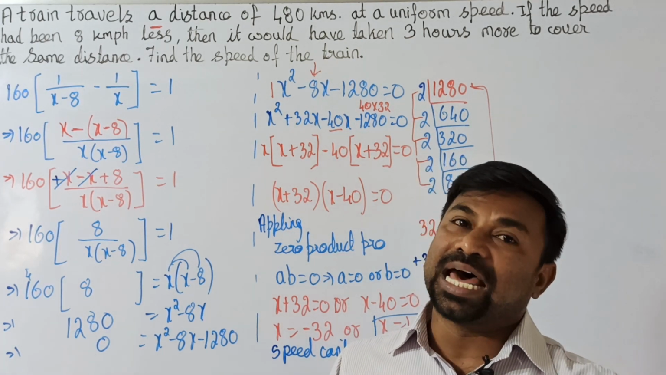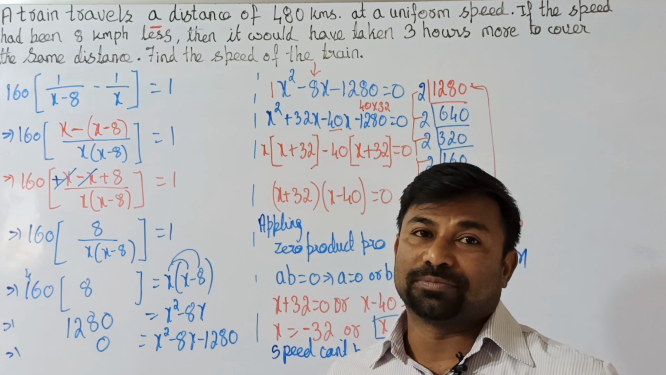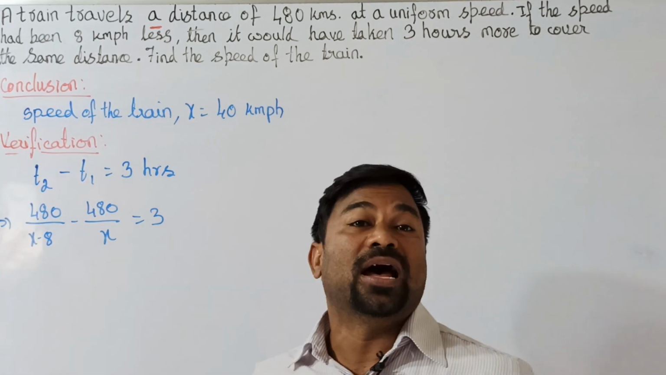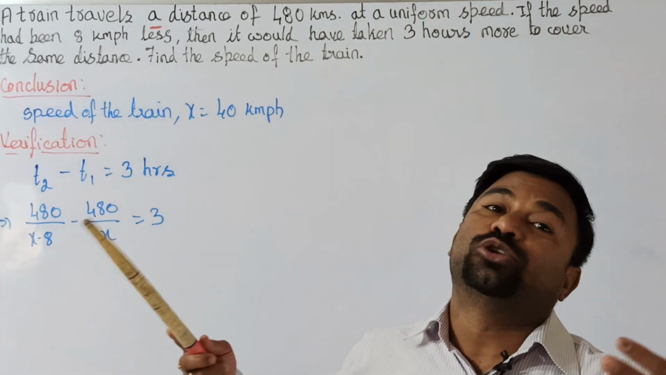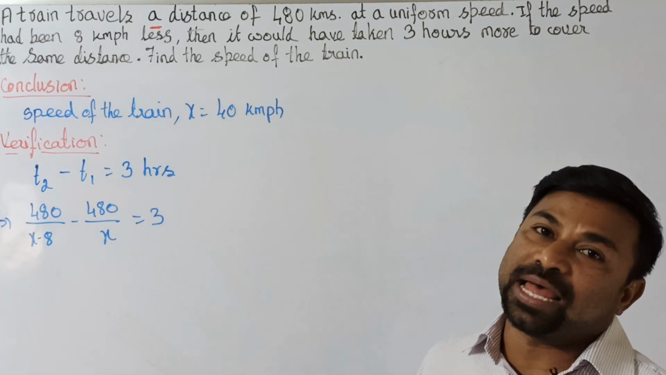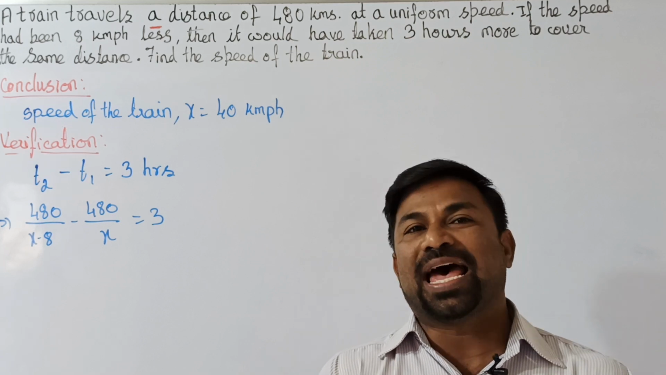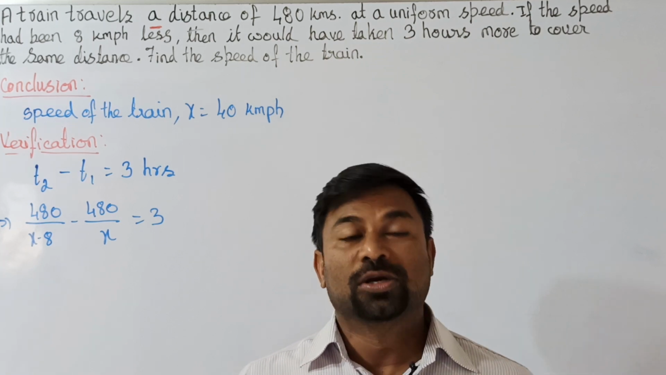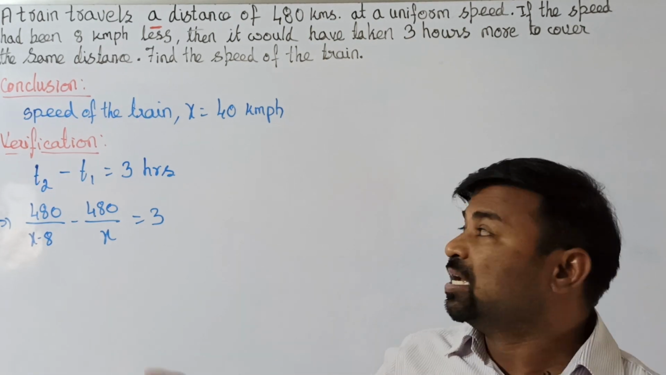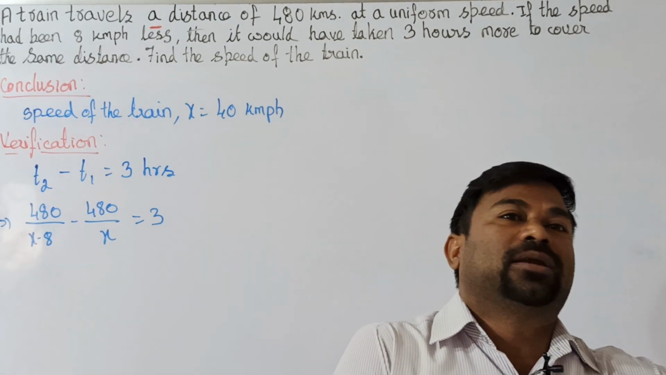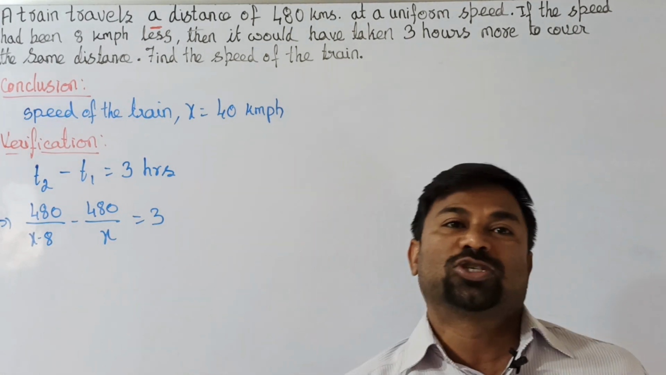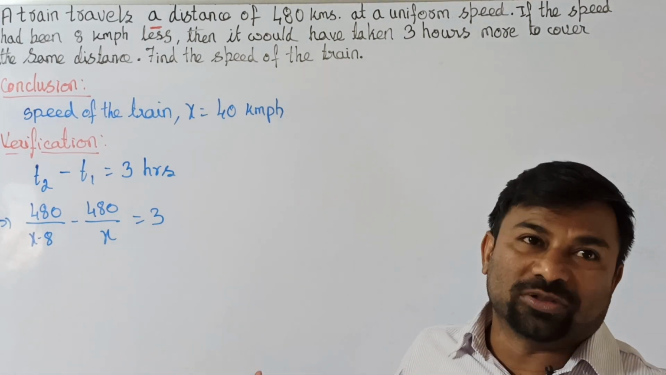But please remember, until and unless we verify, we can't get the concept. As we have concluded that speed can't be negative, I have taken the other value of x, that is x equals 40. So we are concluding the speed of the train x equals 40 kilometers per hour. But until you verify that, you can't say you have perfection. So what's the relation he has given? He said that when the speed is reduced by 8 kilometers per hour, it took 3 hours more. That is what the relation means.